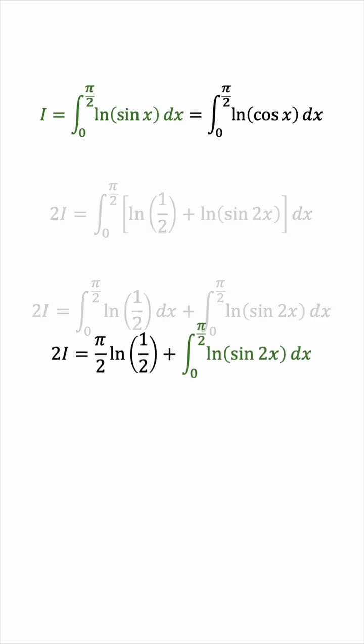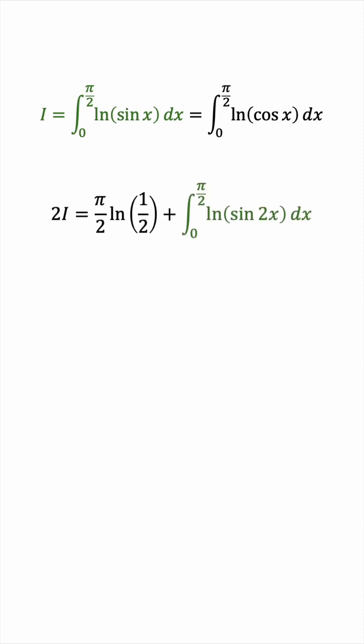Let's see what we can do. What comes to mind is a substitution u equals 2x, because if we replace 2x by u, then we'll have sine u. So that'll match the form of the original integral. But there's a problem with this, and it's the bounds.